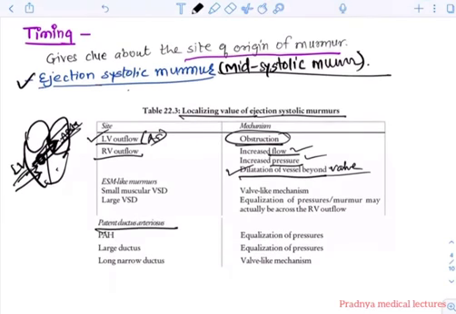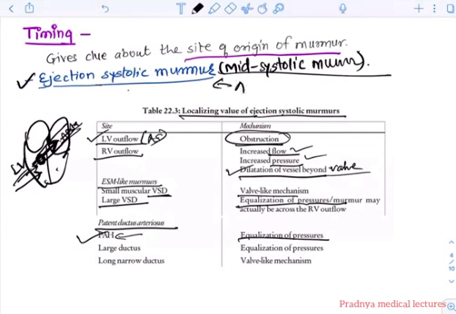Next is patent ductus arteriosus. We should know why the ejection systolic murmur will be there in patent ductus arteriosus, because of the pulmonary artery hypertension again. And then ejection systolic murmur like murmurs are seen in the VSD. In small muscular VSD there is a valve like mechanism which will produce the ejection systolic murmur. In large VSD the septal defect is so large that there is equalization of the pressure between the two chambers of the heart, so that's why there will be ejection systolic murmur.